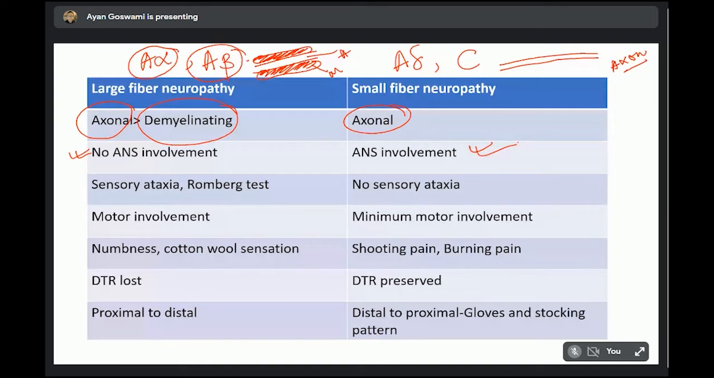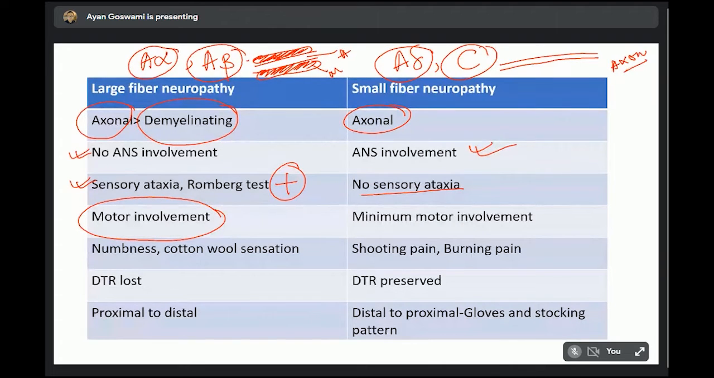Sensory ataxia, Romberg test positive, will be in large fiber neuropathy, and no sensory ataxia in small fiber neuropathy. Motor involvement will be in large fiber neuropathy because once alpha is damaged, and alpha is motor, there will be motor involvement. There is minimum or almost no motor involvement in A delta and C, because they do not have any motor component.